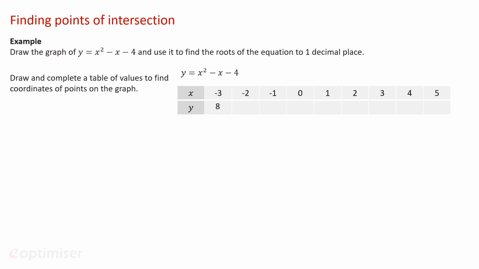If you put minus 3, you will get 8. Minus 3 squared is equal to 9. Minus x means you will get plus 3, then minus 4, so you will get 8. If you put minus 2, you will get 2. Minus 1, you will get minus 2. 0, you will get minus 4. 1, you will get minus 4. 2, you will get minus 2. 3, you will get 2. 4, you will get 8. 5, you get 16.